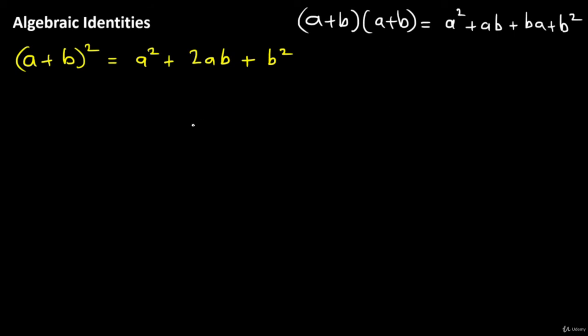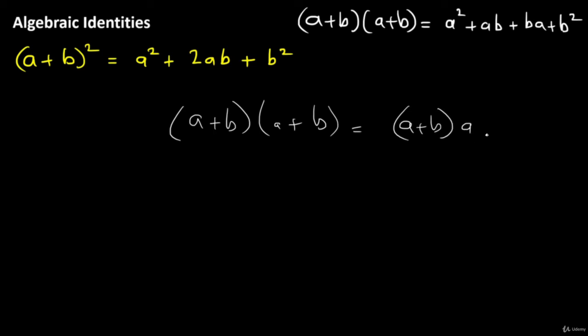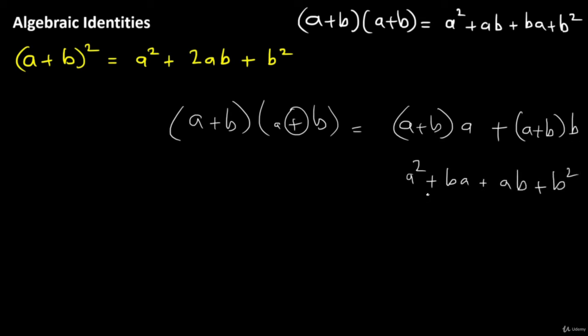Now you can do this in 2 ways. One way would be you treat a plus b as one unit and you give it to a and b. So you get a plus b into a, plus, because you have a plus over here, a plus b into b, right? And then you open this bracket, so this becomes a square plus ba plus ab plus b square. And that is equal to a square plus 2ab plus b square, which is what we have over here.